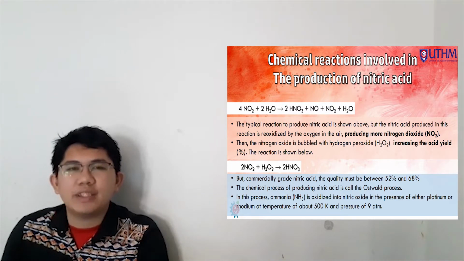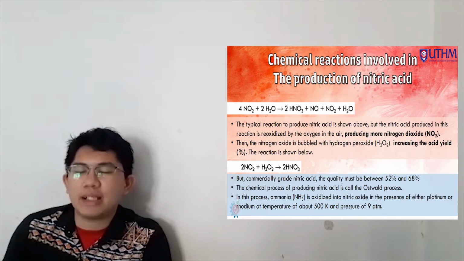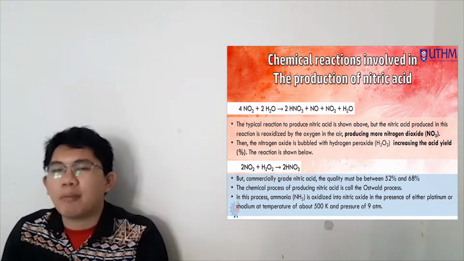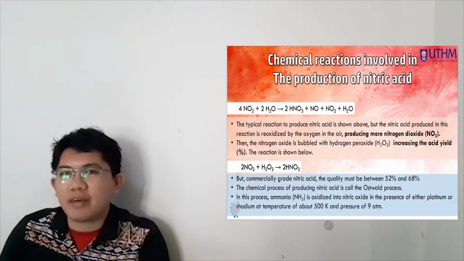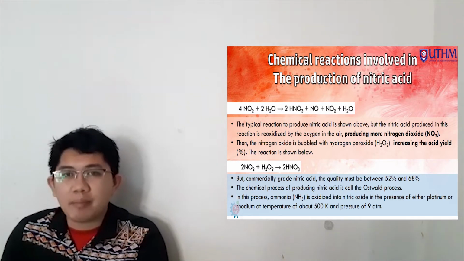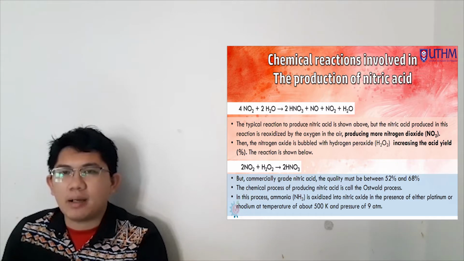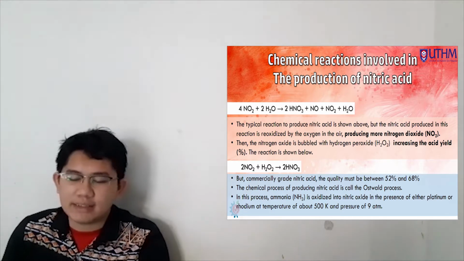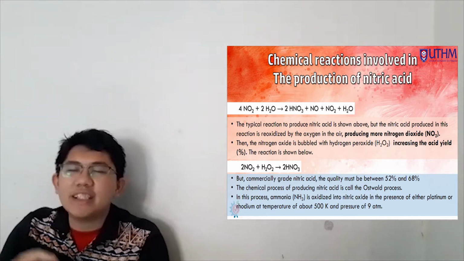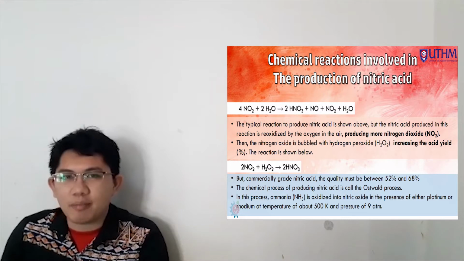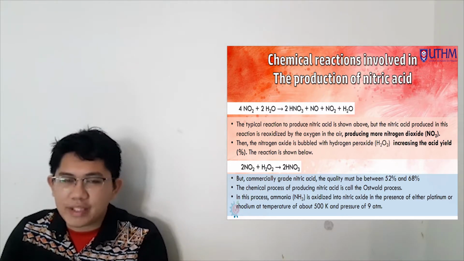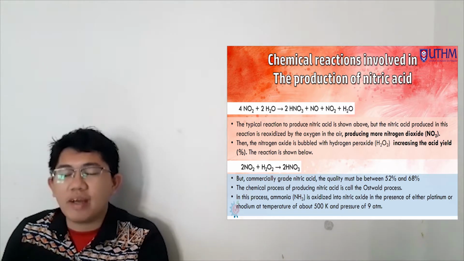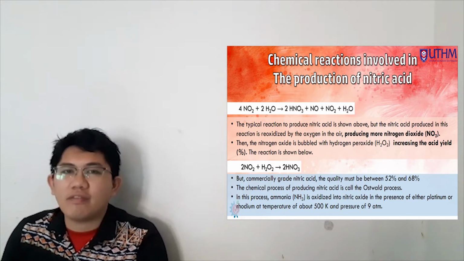Commercially, nitric acid must be between 52% and 68%. That is the benchmark that most companies would follow, and it would always vary between each company. The chemical process involved in producing nitric acid is called the Ostwald process. In this process, ammonia is oxidized with oxygen in the presence of either platinum or rhodium, in theory palladium, at a temperature of about 500 Kelvin at a pressure of 9 atm.